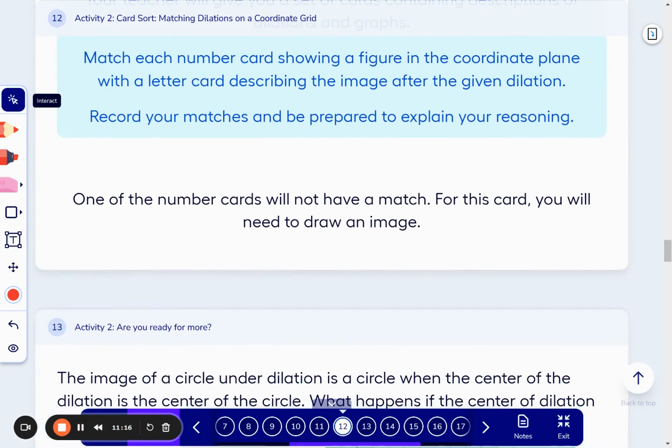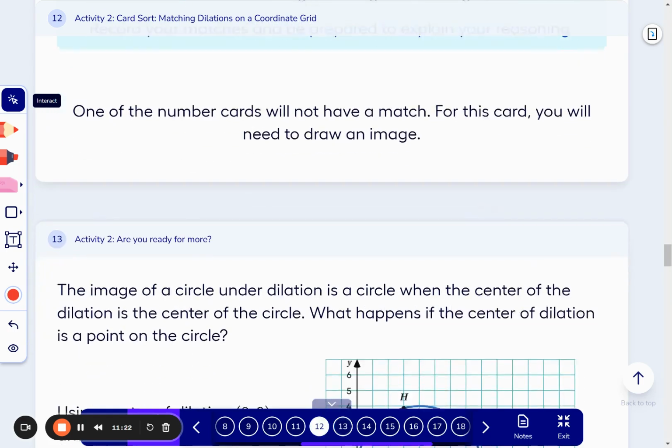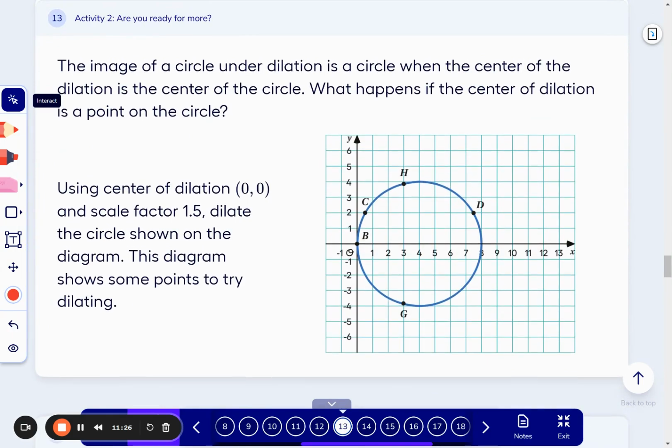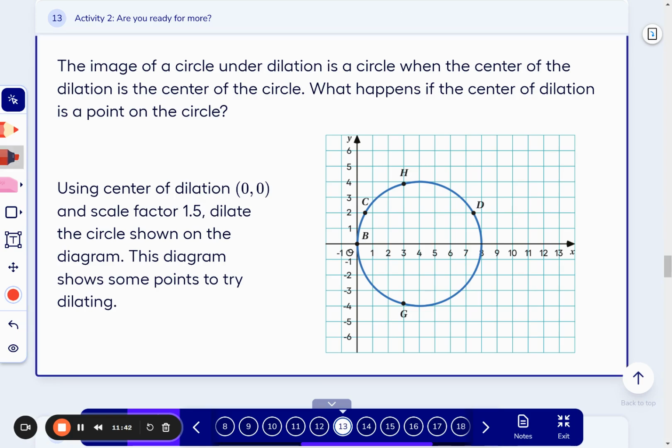One of the number cards will not have a match for this card. You will need to draw an image, so you draw the image and come up with the coordinates. So if we look at a circle, here's a circle. The image of a circle under dilation is a circle when the center of the dilation is the center of the circle. What happens if the center of dilation is a point on the circle? So if I look at this circle, this center is here. That's the center of that.